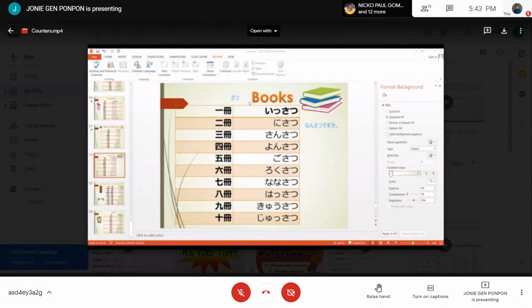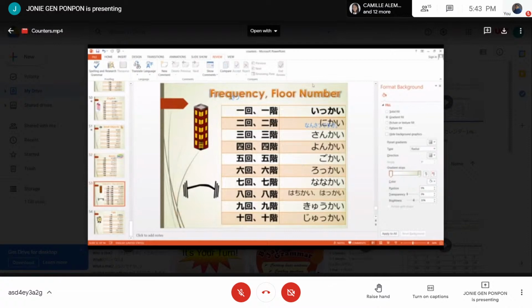Okay, and then let's go to frequencies or floor numbers. In frequency and floor numbers, they have the same suffix, which is kai. But for the frequency, this is the kanji for that. And then for the floor number, this is the kanji for that.